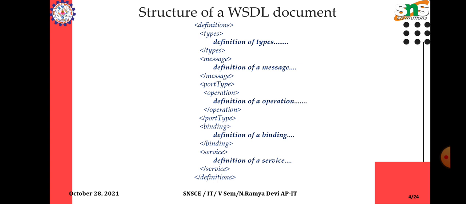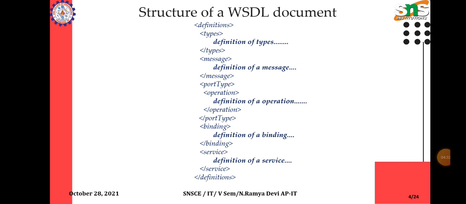So this is the structure of a WSDL document. Here there are definitions, types, messages, port type, and then the binding, and finally the definitions are closed here. The types contain the data types, the message contains the actual message, the port type lists the type of operation, and the binding ties all the services together and specifies which service is to be given.